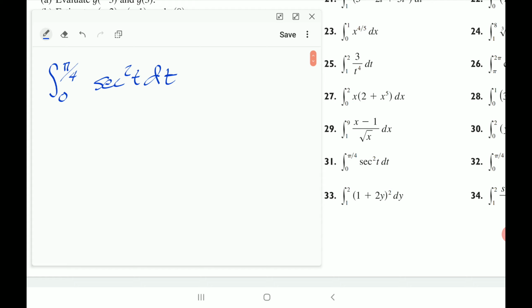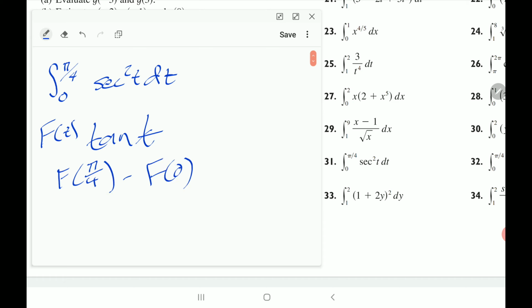Yep. So since the derivative of tangent x is secant squared x, that means the antiderivative of secant squared x is tangent. So this just becomes tangent t, really. That's F of t. So we need to do F of pi over 4 minus F of 0. Now, again, F of 0 for tangent is 0. All right, F of pi over 4 is 1. So that gives you 1.